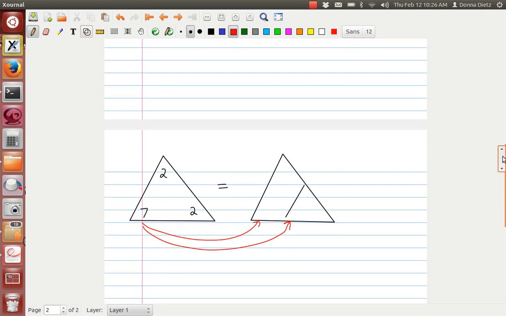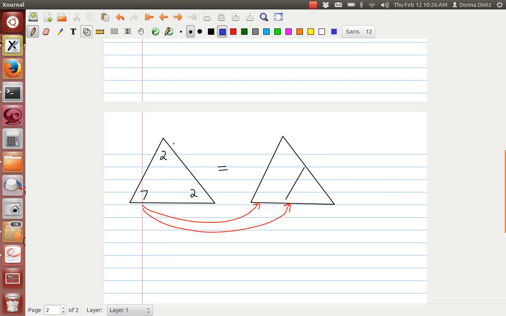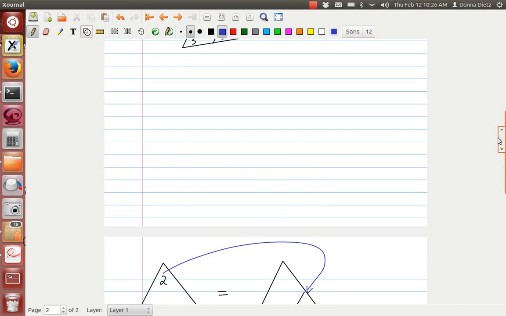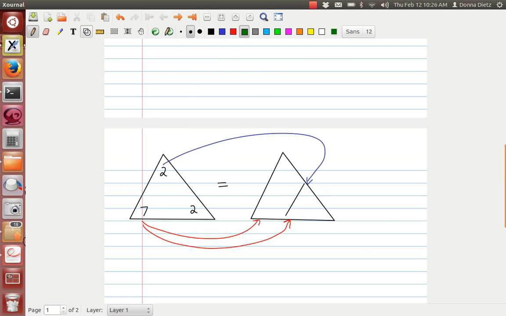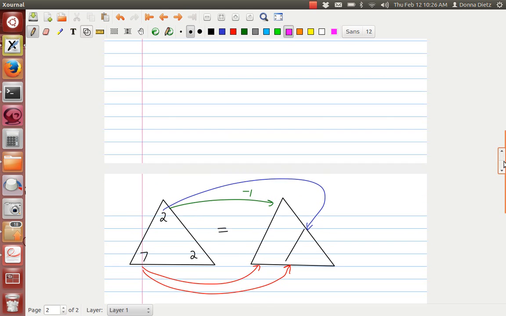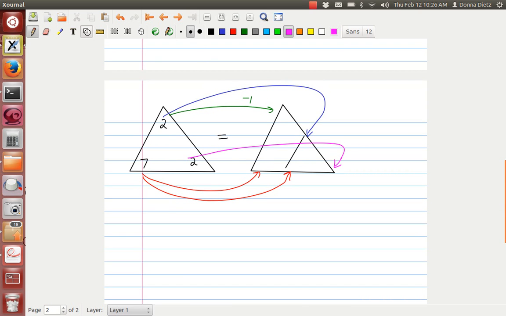And then what color did I make the other one? I made it the blue arrow. And then green arrow. And purple arrow goes from here to here. Okay, then you just follow the arrows, put the 7 and the 7. The 1 goes here, the 2 goes here, 2 minus 1 is 1.